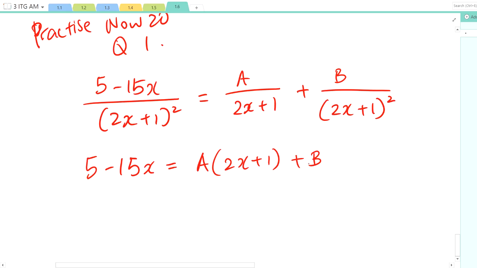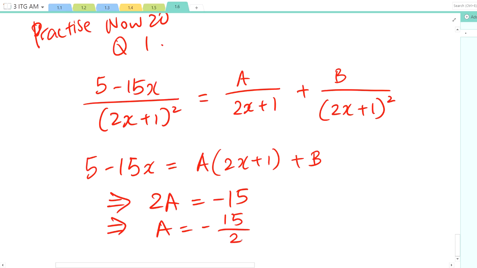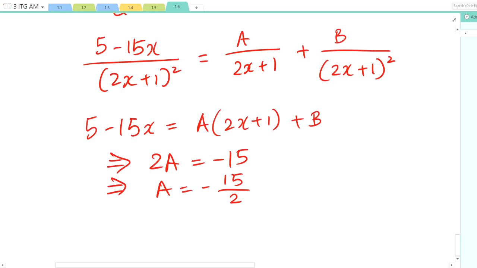You can use either substitution of values in, you can use observations, up to you. We should find that 2a, which is the coefficient of x, must be equal to negative 15. That gives us a equals negative 15 over 2. And now, the value for b.